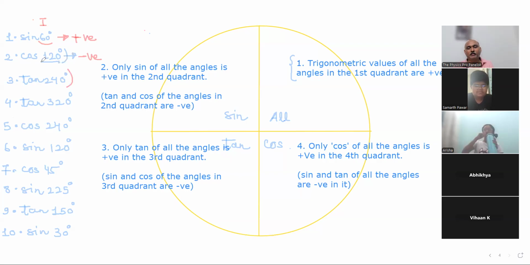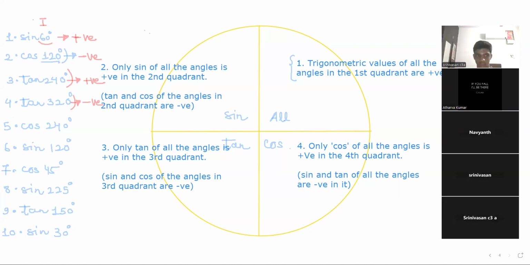What about tan 240? Tan 240 is positive because this would be the third quadrant, right? Third quadrant. Very good. So it is between 180 and 270, and 240 comes between them, so positive or negative? It will be positive. Very good. And tan 320 would be negative. Got your point.